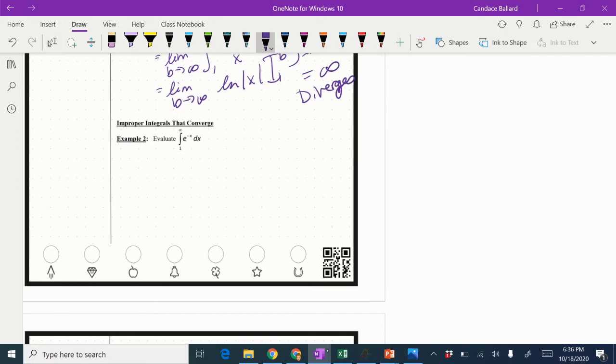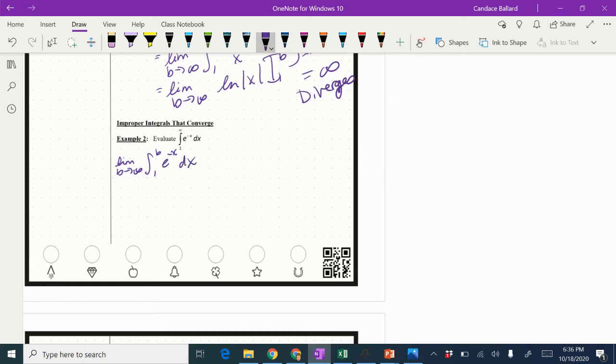Let's look at example 2. So similar situation in example 2. This time I'm going to go ahead and put the limit up in there. So the limit as b approaches infinity, the integral from 1 to b of e to the negative x dx.